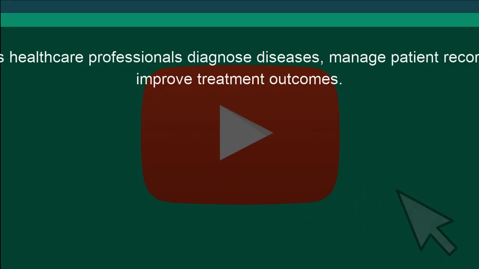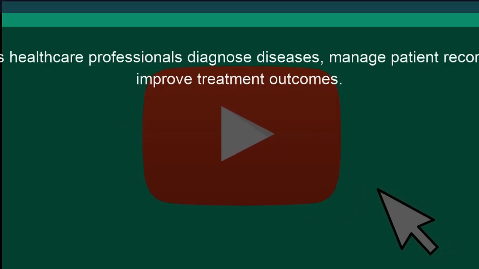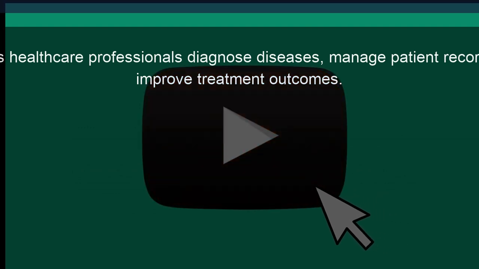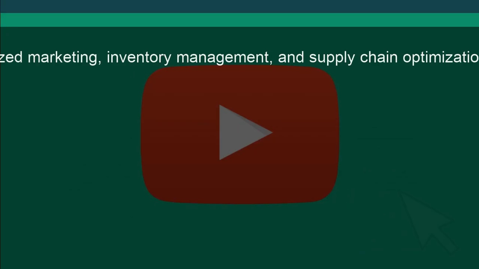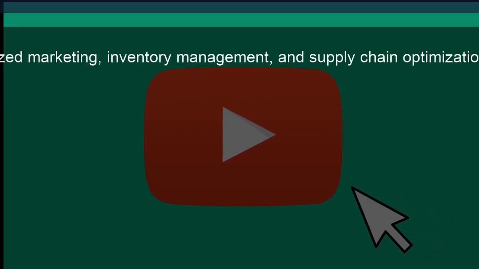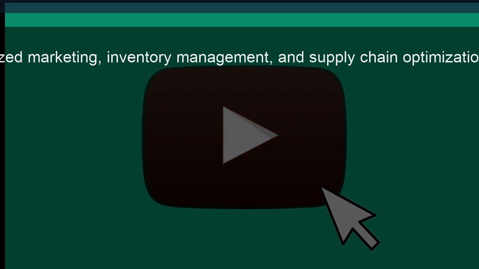Slide 5. AI for healthcare. AI helps healthcare professionals diagnose diseases, manage patient records, and improve treatment outcomes. Slide 6. AI in retail. Personalized marketing, inventory management, and supply chain optimization in retail.